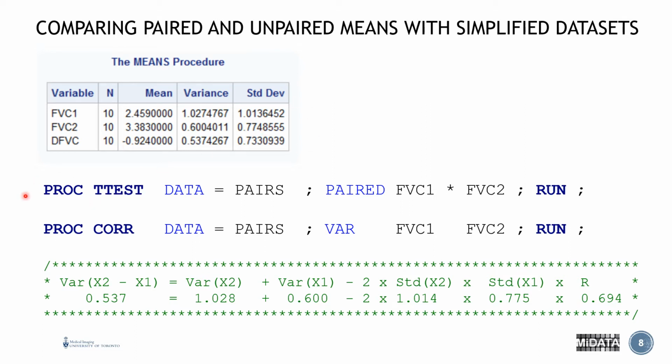We're going to want to test to see whether or not this difference is significantly different from 0. This is what the proc t-test when you use the paired statement is for. Here's your two variables, of course. We're also going to look at the correlation between your FVC1 and FVC2, because as we know, if you look at the equation for the variance of the difference, it includes, as we've already covered, the correlation here, which if there was no correlation, this drops out and it's literally just the sum of the variances.